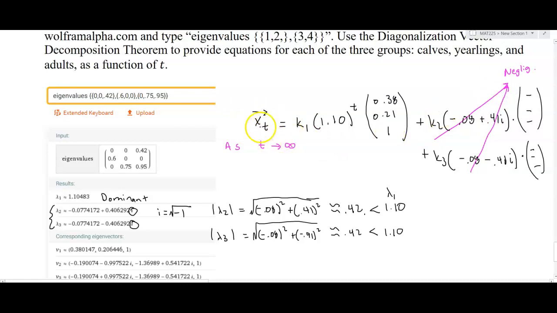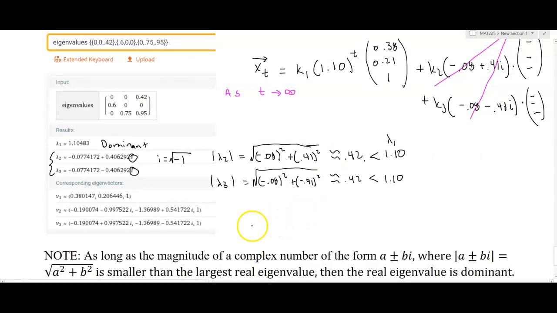And so we can say that x of t becomes approximately, so as t approaches infinity, x of t is approximated by, I'll just say approximately equal to k1 times 1.10 to the t times the vector 0.38, 0.21, and 1. And so what that means is that first of all, this is telling us that this vector will ultimately point in the direction of v1, and every additional time unit, the components will grow by 10%.